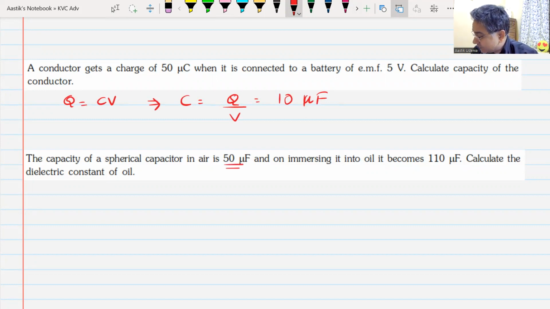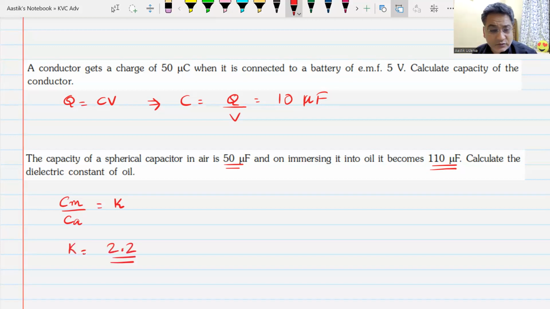Capacitance in air is 50. Capacitance in the medium is 110. So C medium divided by C air becomes K. Yes or no? The dielectric constant K will be 2.2. We understand this, yes or no? Yes, sir. I'll give you 2 minutes to note this down.